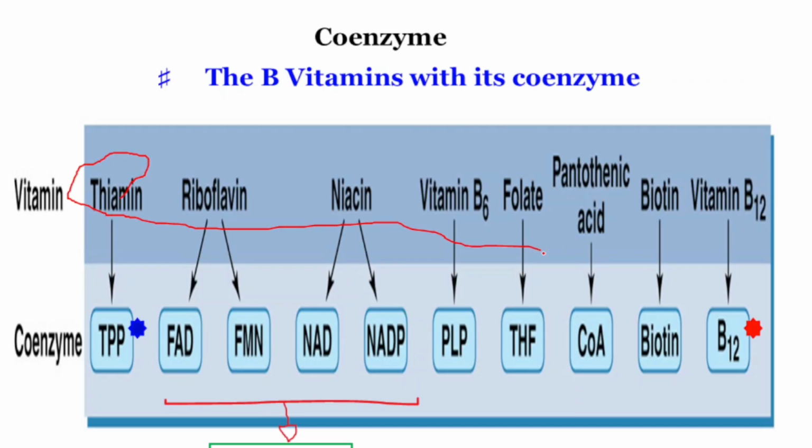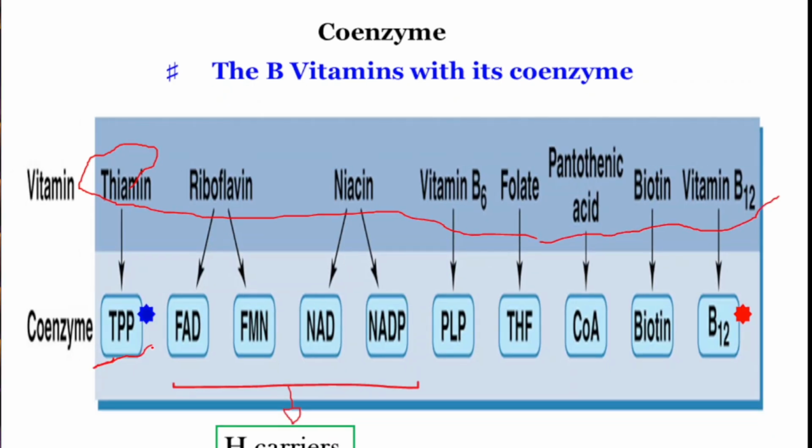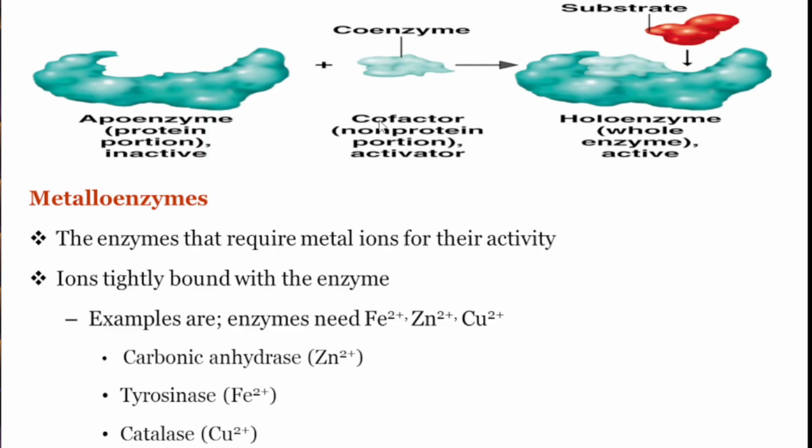These are vitamins. All of these are vitamins. These are the coenzymes which are formed from them. These all are FAD, also FMN, NAD, NADP. All of these are the coenzymes which are formed by the vitamin B.